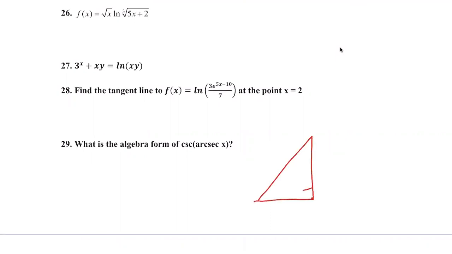So if you're dealing with the triangle, remember you're doing arcsine. Well, arcsecant. Secant goes with cosine. Cosine is usually adjacent over hypotenuse. So then you would have hypotenuse over adjacent. And then you're going to do your Pythagorean theorem, call this y, and then solve for y.